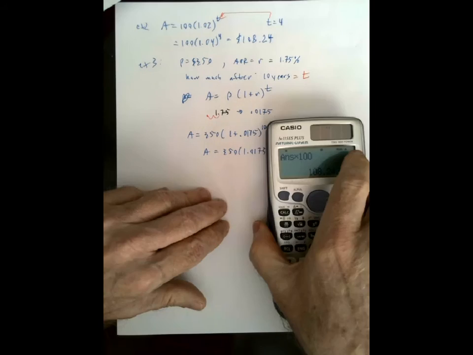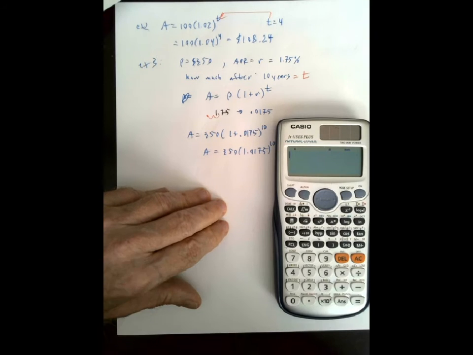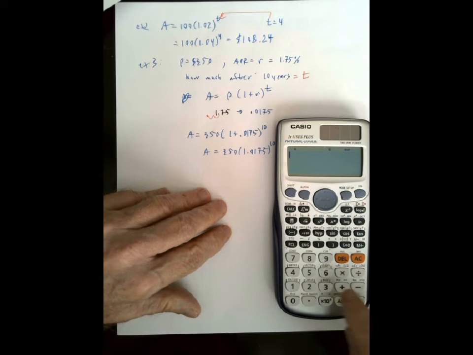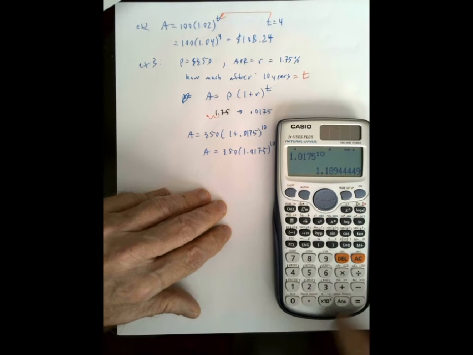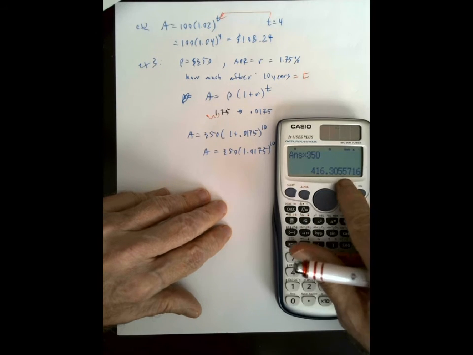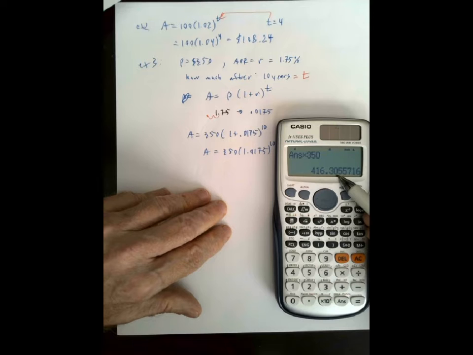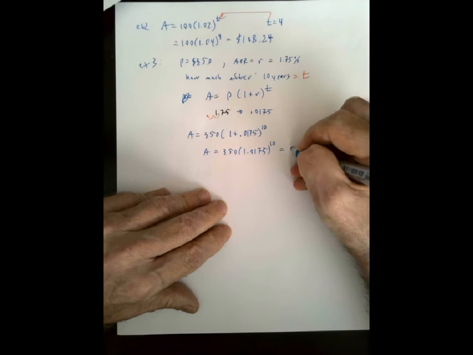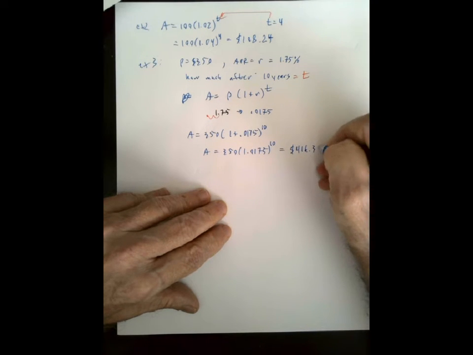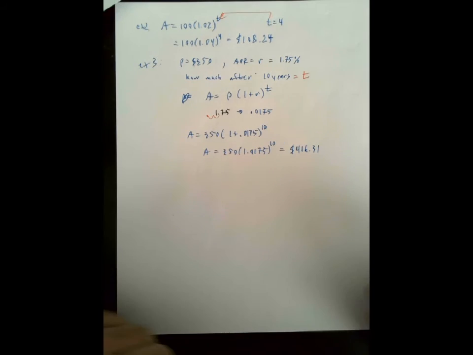And again, we drag out Mr. Calculadora, and it's going to be 1.0175 exponent 10, and then times 350 is equal to, rounded off to the second decimal place, to the 100th place, $416.31 after 10 years. Very good. Okay, so now, same scenario.